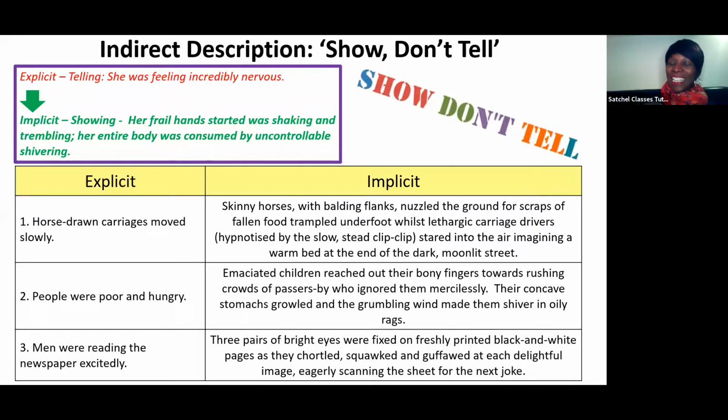So really you're adding that level that you're talking about the fact that they were emaciated with bony fingers and concave stomachs. You're really adding that level of description that shows that they are poor and hungry and even starving.